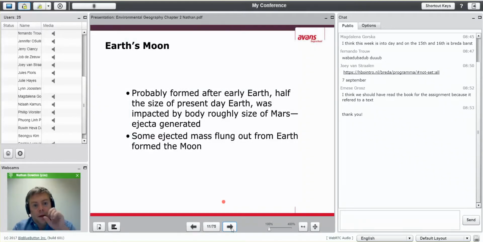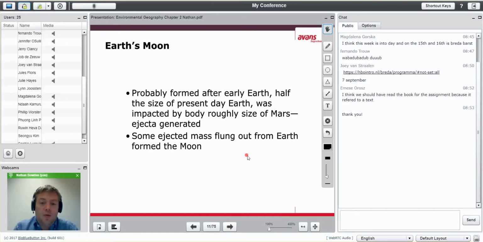The Moon, the people are not 100% sure. The current theory is that the Moon was formed after the early Earth, so half the size of present-day Earth, was impacted by a meteor or another small planet, and part of the Earth was ejected into space, and this mass of Earth that flung into space formed the Moon.